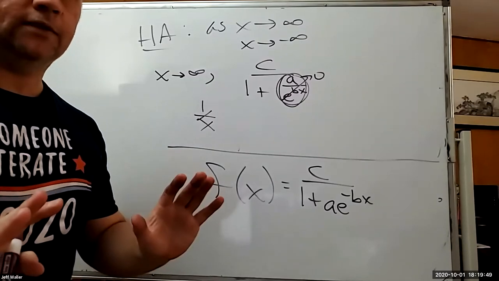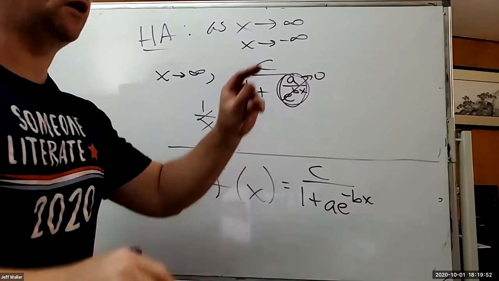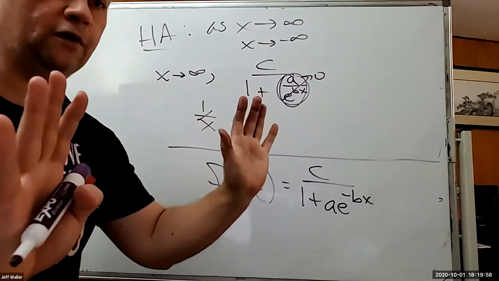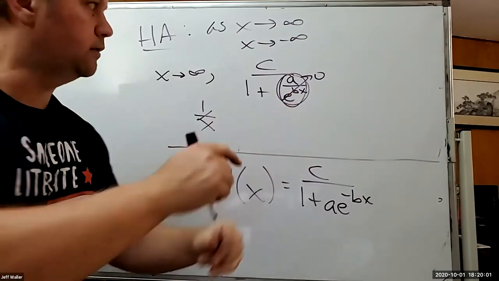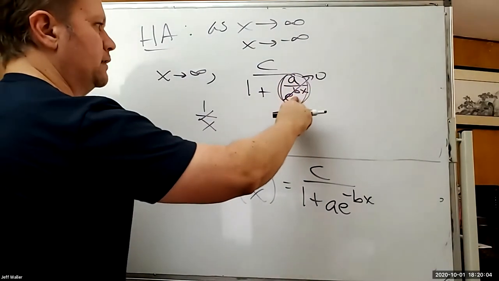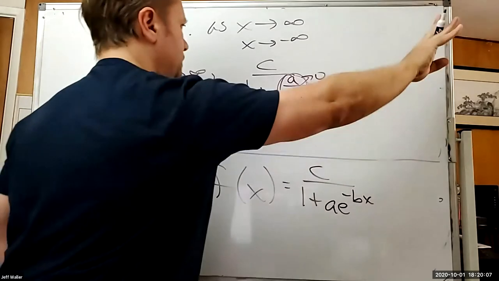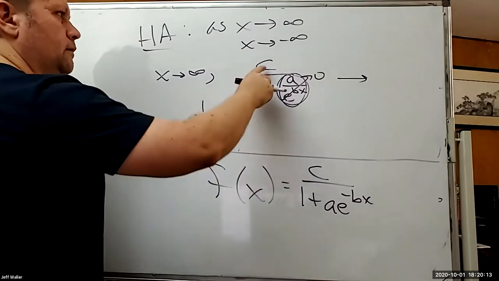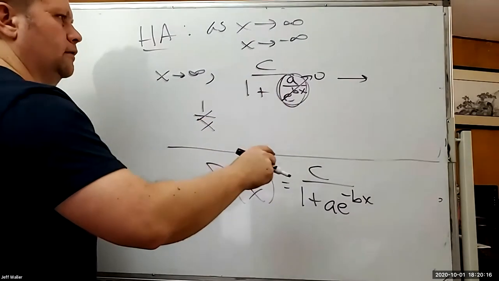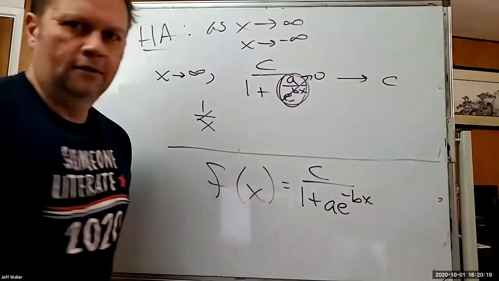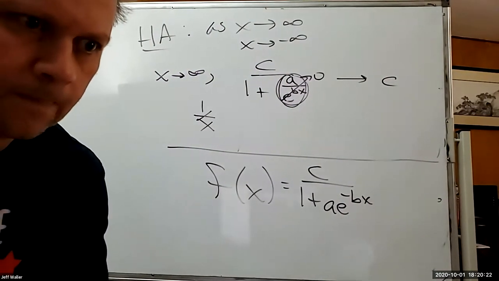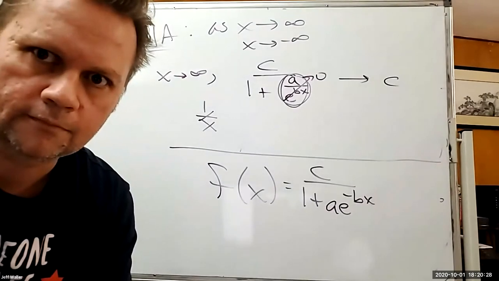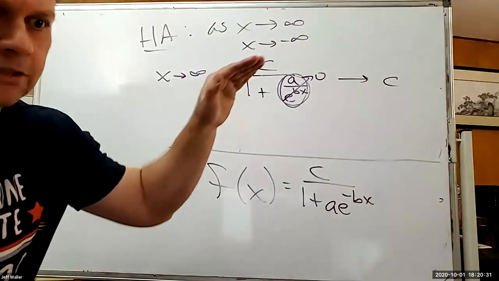Let me stop for a minute. So it's the same old idea. Horizontal asymptotes always involve letting X get really big positive or really big negative. So that idea doesn't care what the function looks like. This function, I've got something over stuff with X. So if X gets really big, that piece is going to go to zero. So what is this approaching then? C. Which is a good letter for that because then that's the ceiling. So that is the asymptotic ceiling that I can approach and never quite get to.